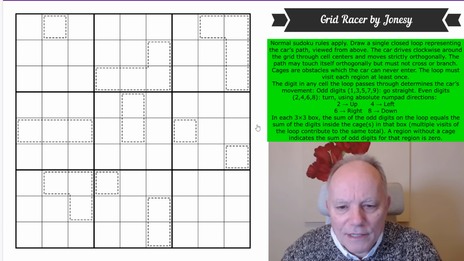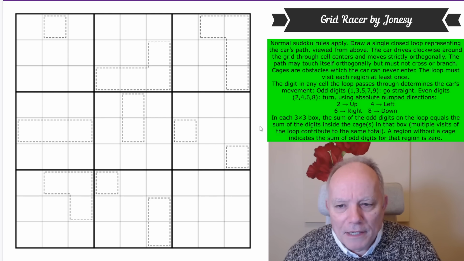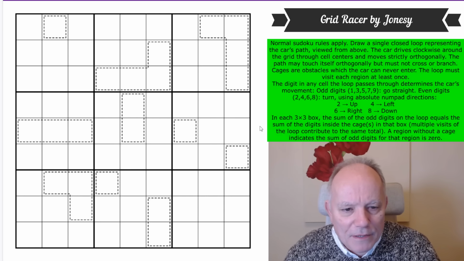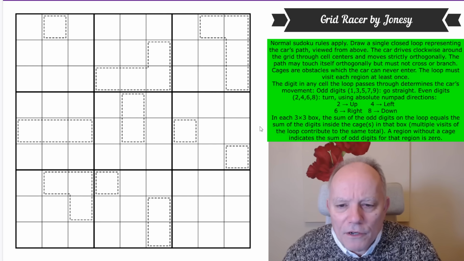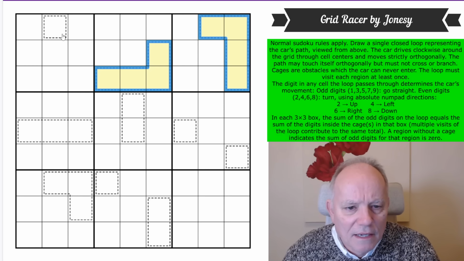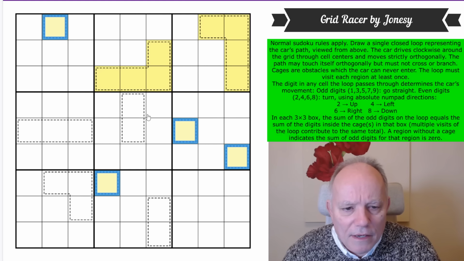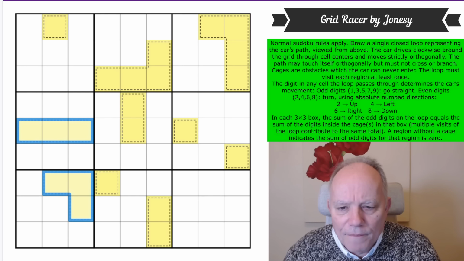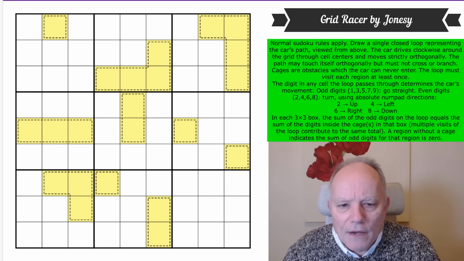Despite this being a puzzle about a car racing around a racetrack, I don't think we're going to be talking about speed here. What I'm going to do first is colour the cells that the car can't visit. Oh, I see we're highlighting different sizes of cage there. Right, the car wasn't allowed to go into a yellow cage, but the racetrack does go into every box.